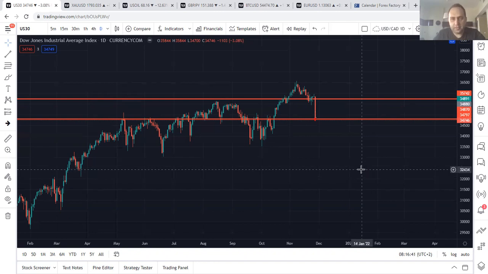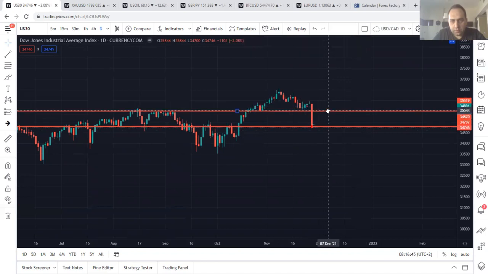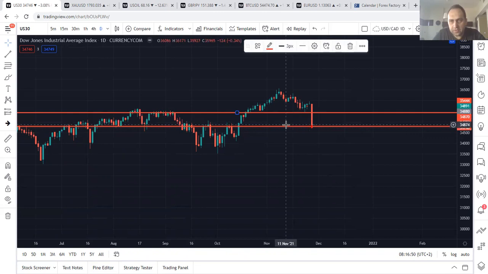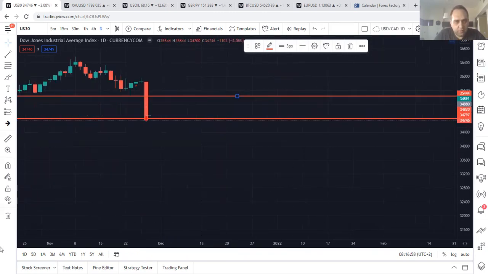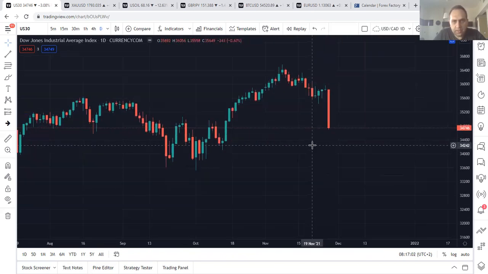So the US 30 went down after it broke the support level. It was a very nice support level at 35,470, and it went down. Wow, 35,400 to 34,700 in one day. It was a big fall. Let's clean up this sheet to know what will happen next.